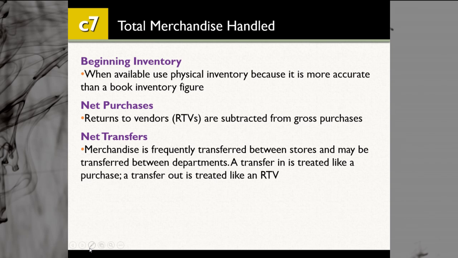And net transfers: merchandise is frequently transferred between stores and maybe between departments. If you have any transfer in, that's going to be treated like a purchase, so that's going to be plus to your total merchandise handled. But if you have any transfer out, that's going to be treated like an RTV, that means returns to vendor. So that's going to be minus to your total merchandise handled.